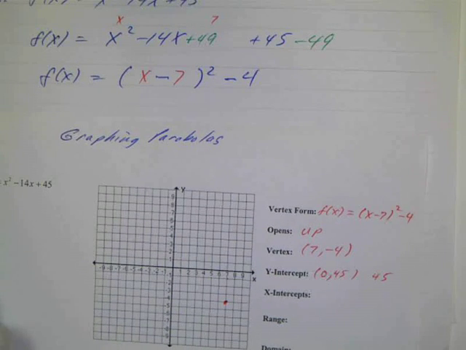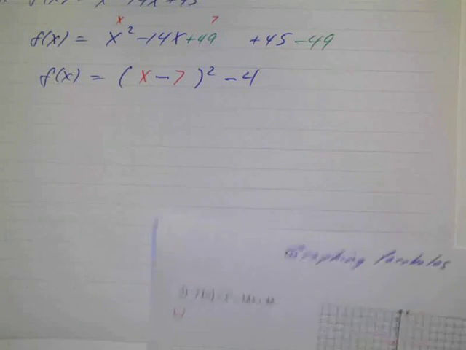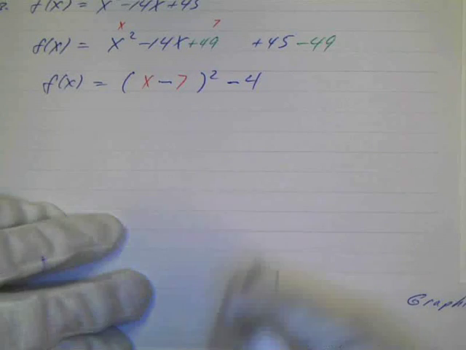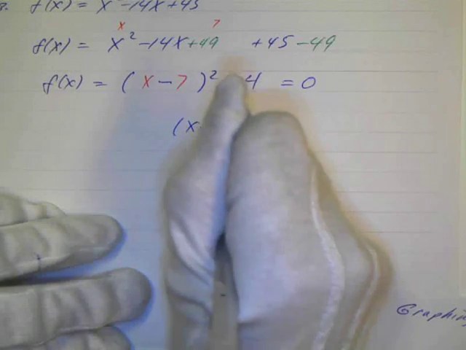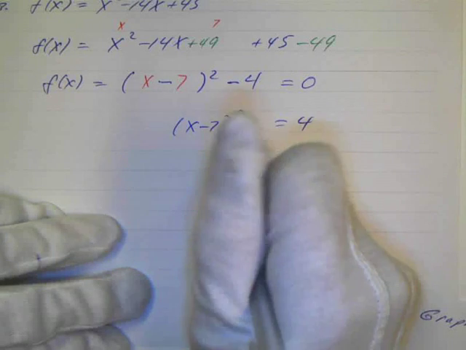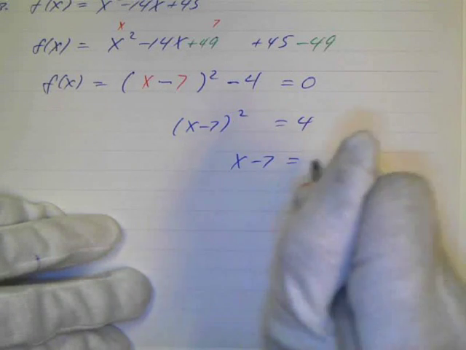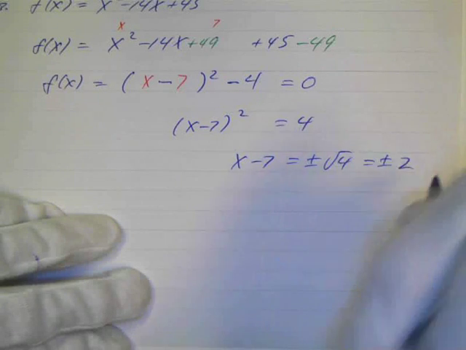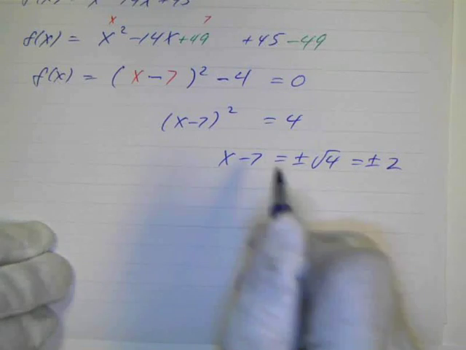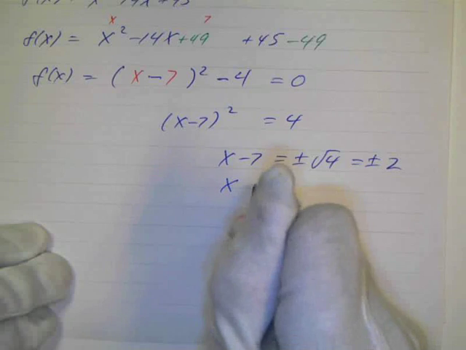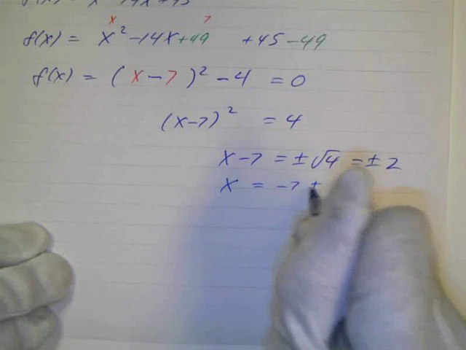And I can find those, and there's a couple ways to do that. We can just set this equal to 0, and we can do it right here. We could say that x minus 7 squared equals 4. Add 4 to both sides. And then we know that x minus 7 equals plus or minus the square root of 4, which is equal to plus or minus 2.